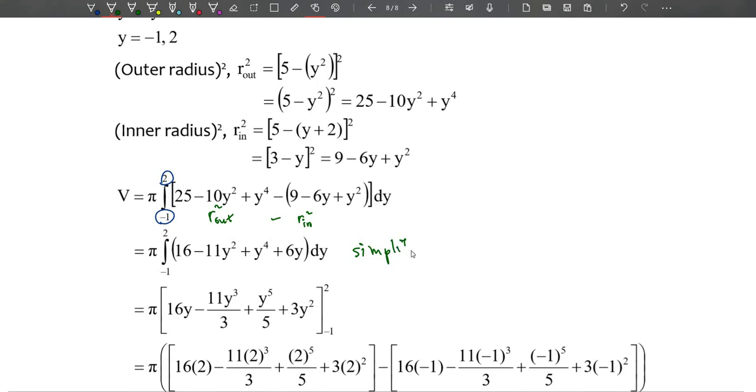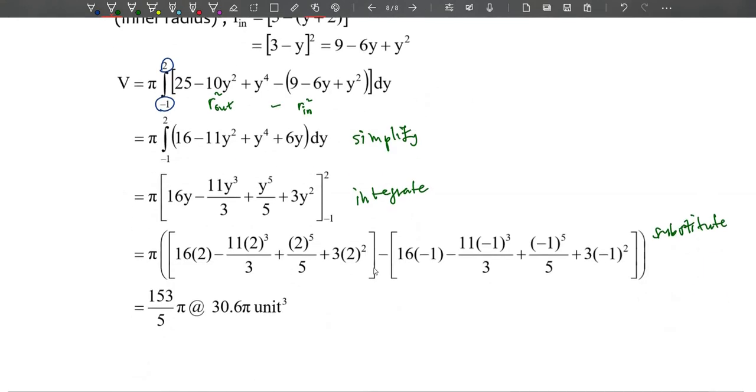Okay, simplify. The steps are the same: simplify, integrate, and then substitute the values. Substitute the value of the upper boundary minus the substitution of the lower boundary, and hence we have V equal to 153 over 5 pi, or 30.6 pi unit cube.